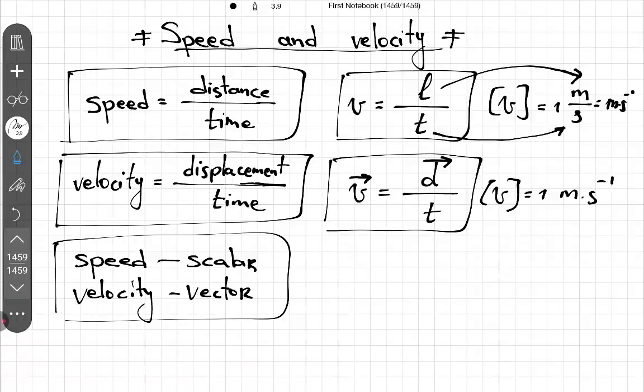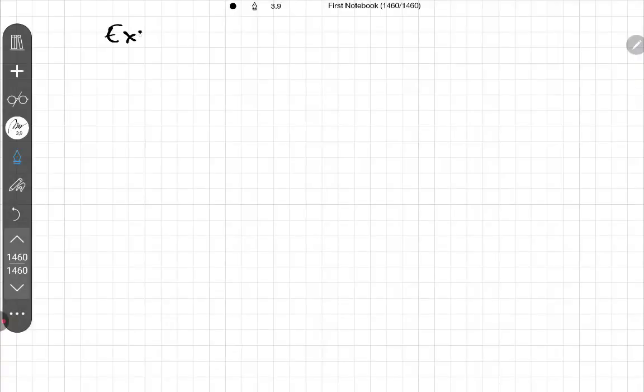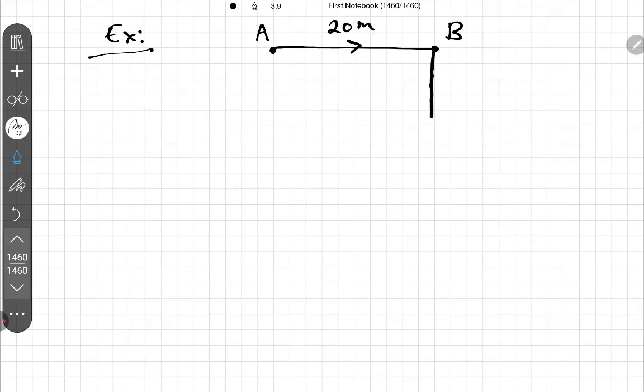Let's try to have an example in order to understand the speed and the velocity. So let's say that an object starts to move from the point A and it comes to the point B. Let's say that this distance is 20 meters. And then it travels 16 meters. And then it travels 8 meters. All the angles are right angles.